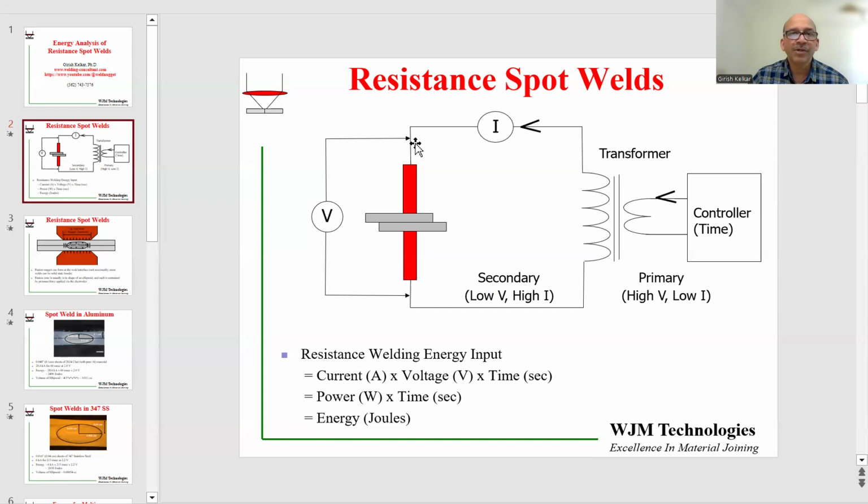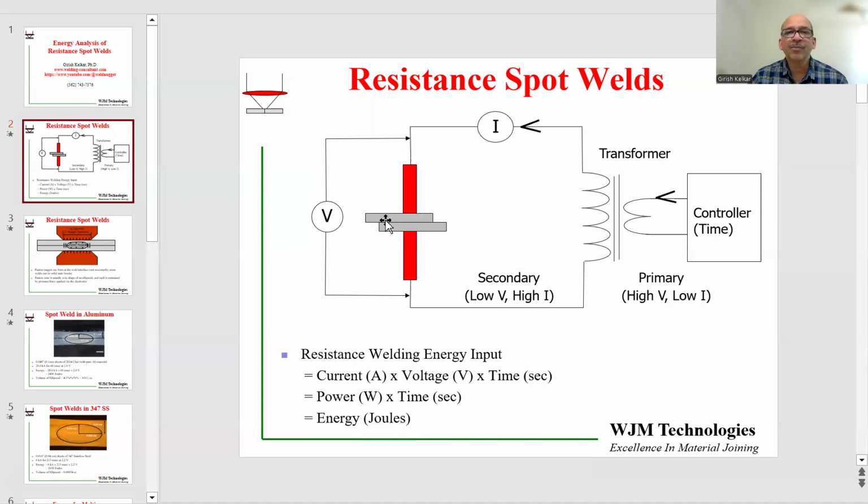We can measure the voltage across the secondary close to the electrodes, usually on the electrode holder, and we get a number for voltage as well. So now we know the time, the current, and voltage, and we can calculate the energy that we put on a single weld. So current times voltage times time would be the energy. Current times voltage is power, and power times time would be energy. And we get the energy number in joules if we have the right units.